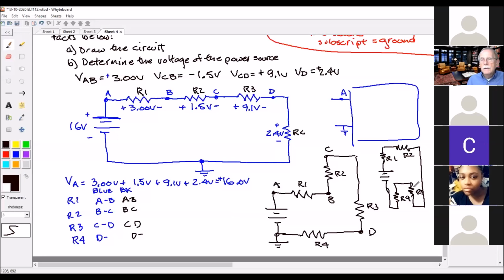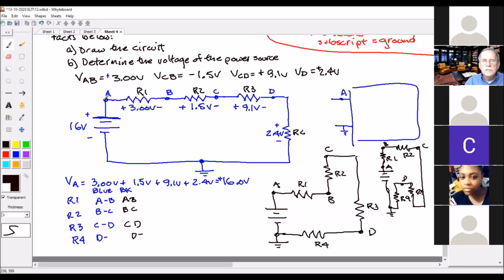And where's ground? Ground would be right here. This would be point A. This would be point B. This would be point C. And this would be point D. And that's the exact same circuit as the others. All right. So it doesn't matter what the circuit looks like, whether I draw it this way, this way, or this way, as long as all of this stuff matches up.